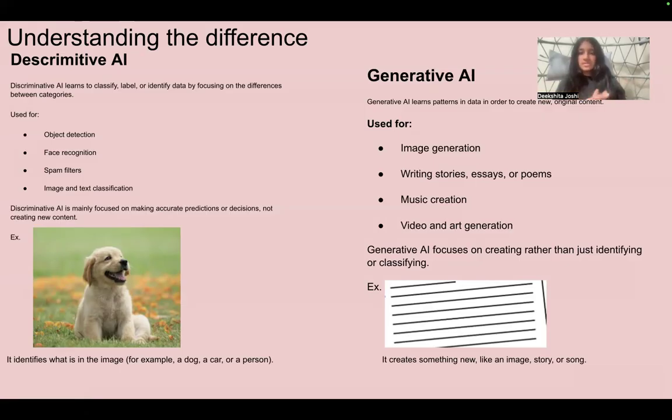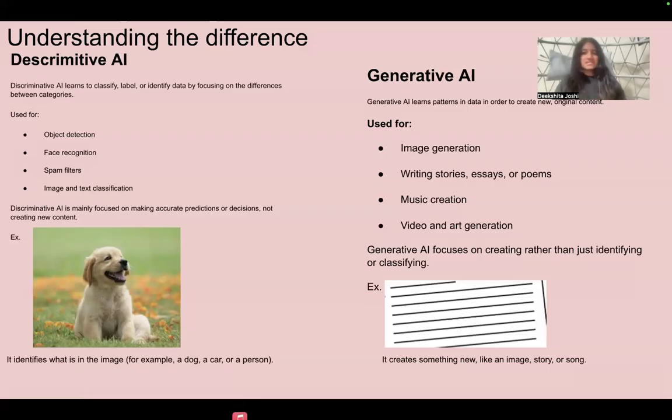This is used for object detection, face recognition, spam filters, and image and text classification. It's basically classifying and detecting. If you give it an image, for example a car, you want it to detect that it's a car. That's what discriminative AI is. It identifies what's in the image.